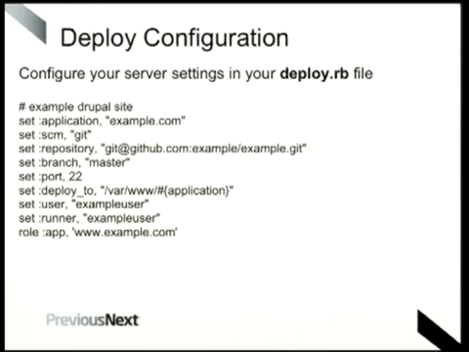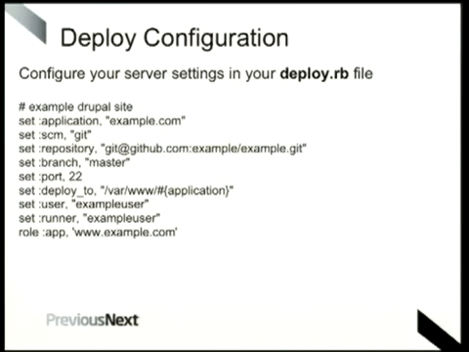Okay, so this is an example of a deploy.rb file. You don't need to have all of these settings. I'm just trying to show you some to illustrate the point. But you can see it's not a lot of code to set it up for each specific site. This is all that you need to basically start deploying sites using Capistrano.